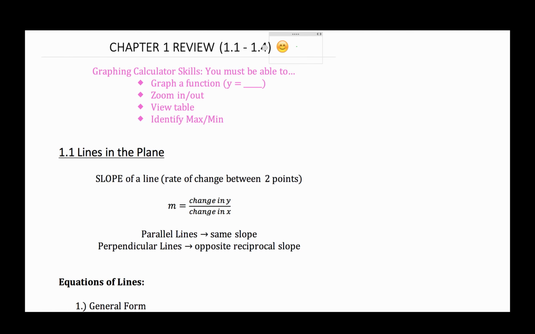I want to remind you that we have a few graphing calculator skills that we absolutely need to have for this test. We should be able to graph a function by going to y equals on our graphing device. We should also be able to zoom in and out to observe a certain point that we're interested in on the graph of the function. We should be able to identify and view our table of values, and we should also be able to calculate exactly our maximum and minimum values using our graphing calculator.